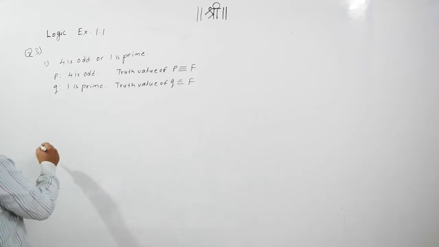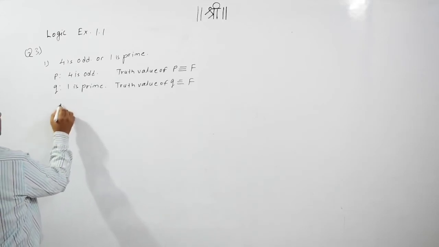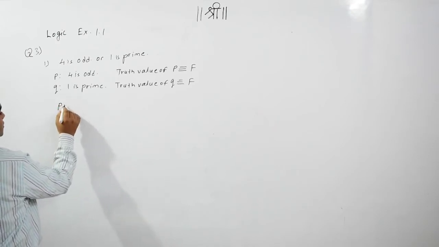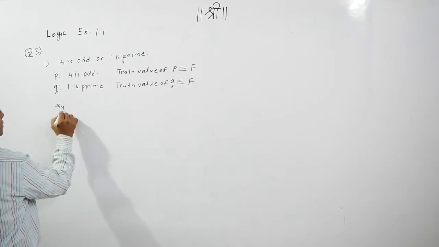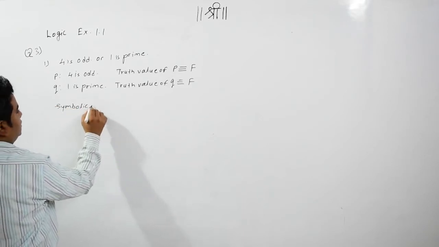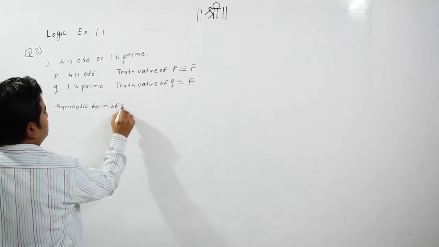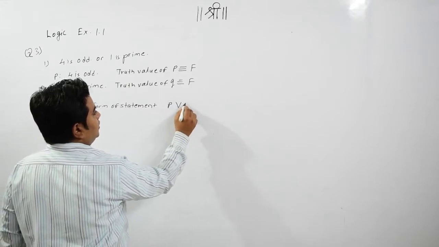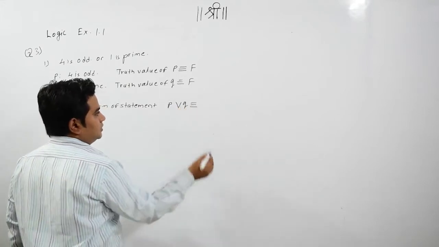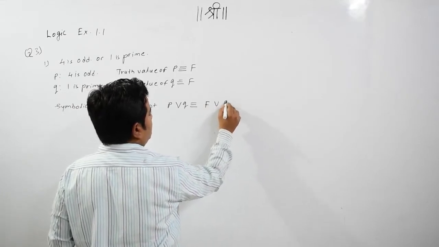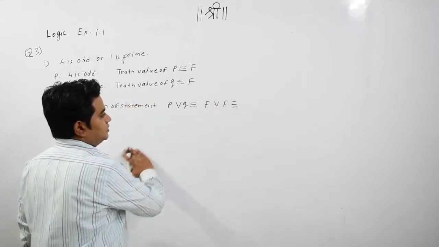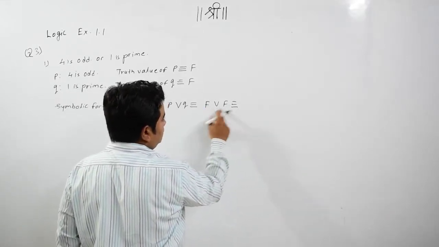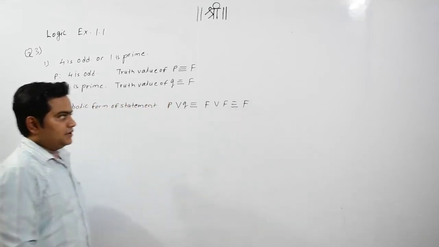Now the next step. The symbolic form of the given statement is P or Q, which is equivalent to F or F. So what should be its final truth value? False. So the given statement is false.